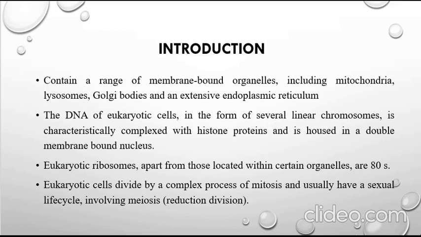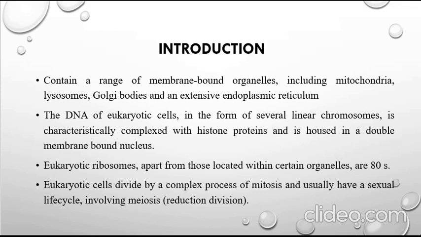Eukaryotes contain a range of membrane-bound organelles, including mitochondria. So now we are talking about the eukaryotes. They have a range of membrane-bound organelles like the mitochondria, lysosomes, Golgi bodies, and extensive endoplasmic reticulum. The DNA of the eukaryotic cell, in the form of several linear chromosomes, is characteristically complexed with histone protein and is housed in a double membrane nucleus. So there is a prominent nucleus for the eukaryote in which this DNA lies.